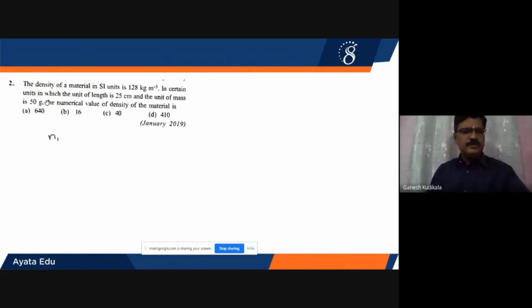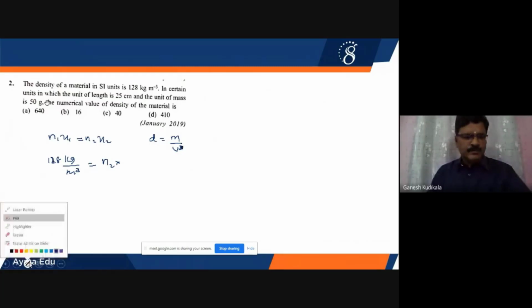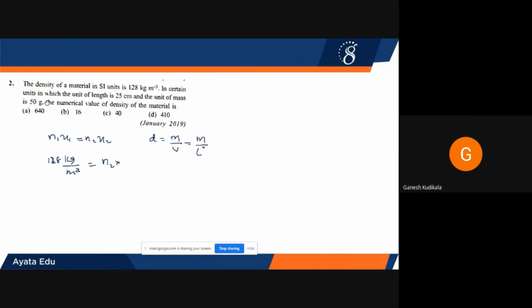For conversion we always use n1 u1 is equal to n2 u2. n1 is 128, and the units will be kg per meter cube. On the right hand side, n2 value we have to find out. Density is expressed as mass by volume, no? Density is given by the formula mass by volume. Volume can be replaced by L cube. Therefore density will be replaced by mass M divided by L cube.